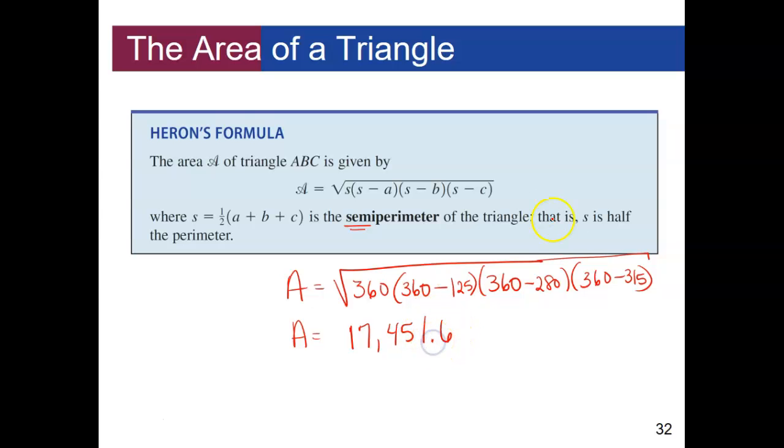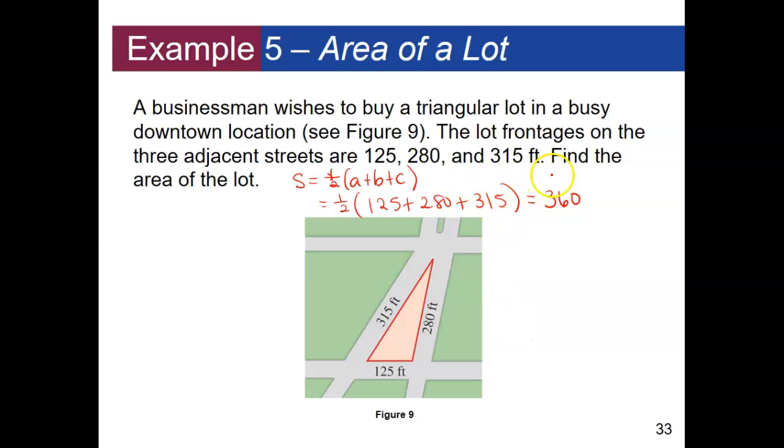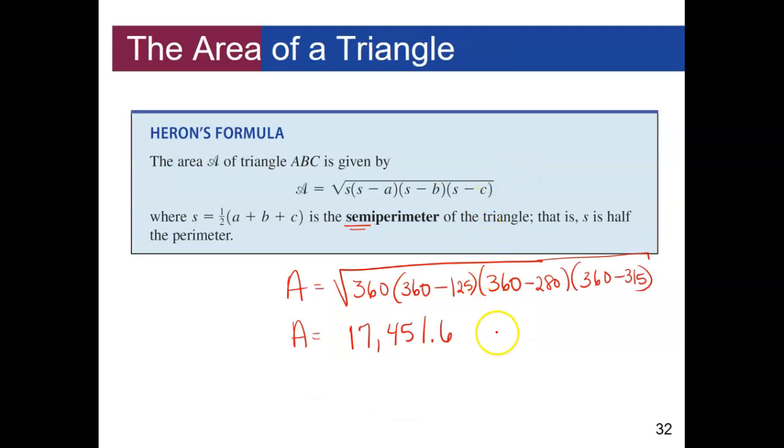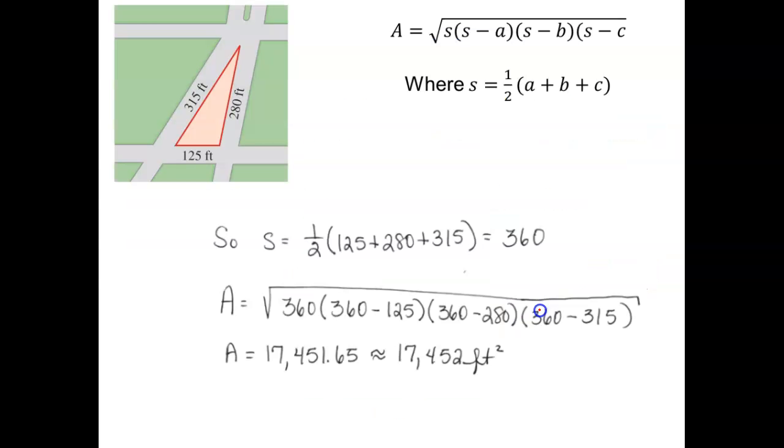17,451.6. And we want to consult with our units on this one. So it was in terms of feet. So area is going to be feet squared. And we could definitely go ahead and round this to 17,452 feet squared. More than likely on WebAssign, it's going to be asking you to round to the nearest foot for your answer.